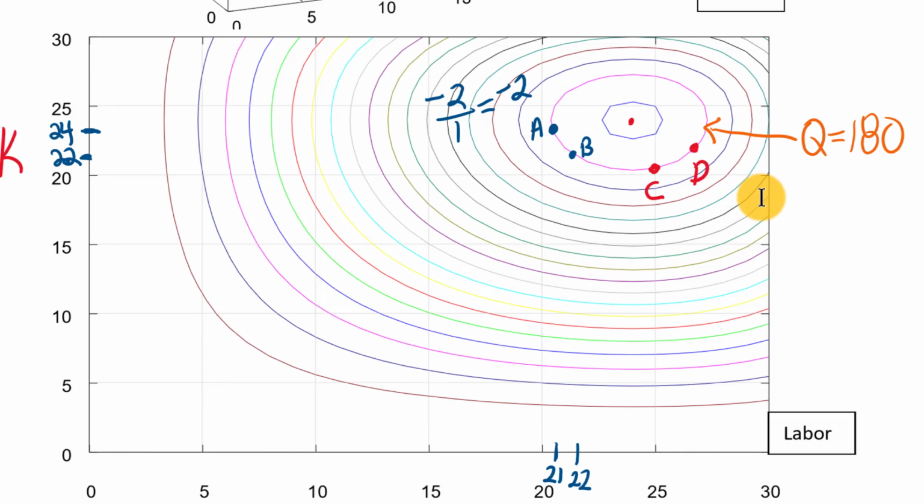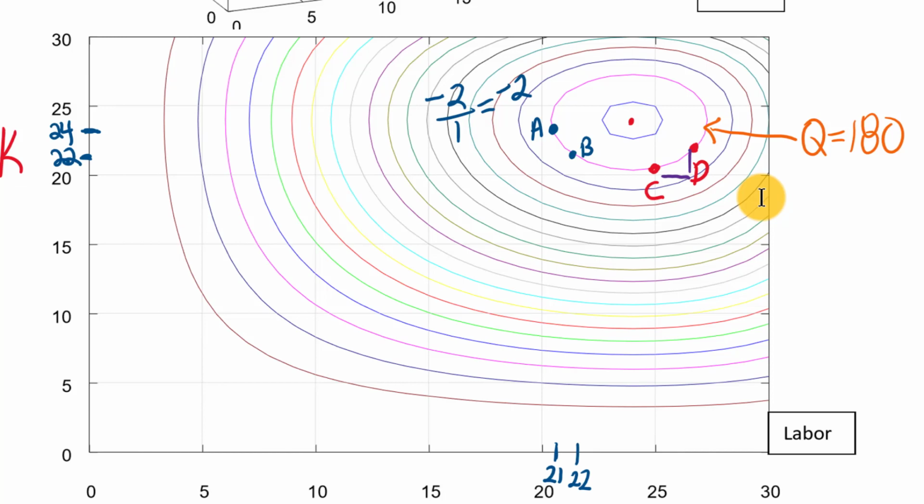Now I want you to think carefully, pause the video if you need to. Why is point D absolutely not the best way to produce 180 units? If you said at point D we're using more labor and more capital than at point C, you're right. We know that point D must cost more than point C because you're using more resources and you're producing the same amount of output. D has to be worse than C.